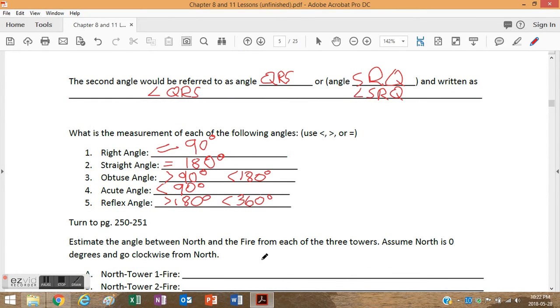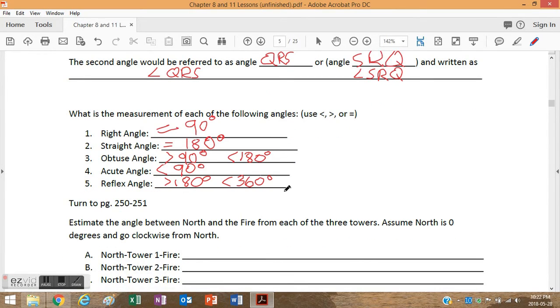So actually get out your textbook and do that. If you don't have it with you for some reason, go get it. Pause the video and go get it. So do that. Flip there, page 250 and 251. Lovely. Okay, hopefully you're all there. There's a map there that you need to look at.